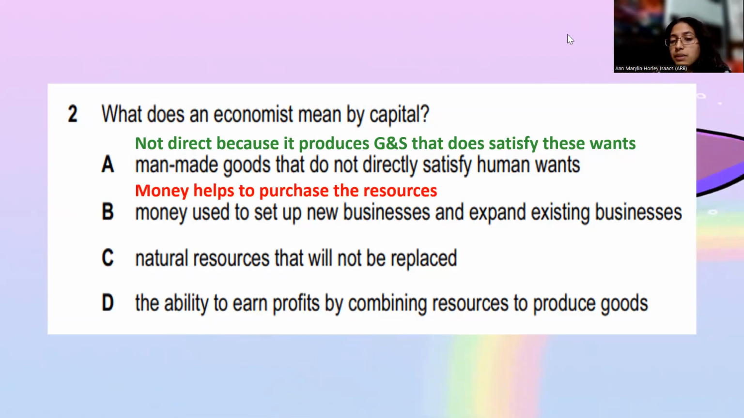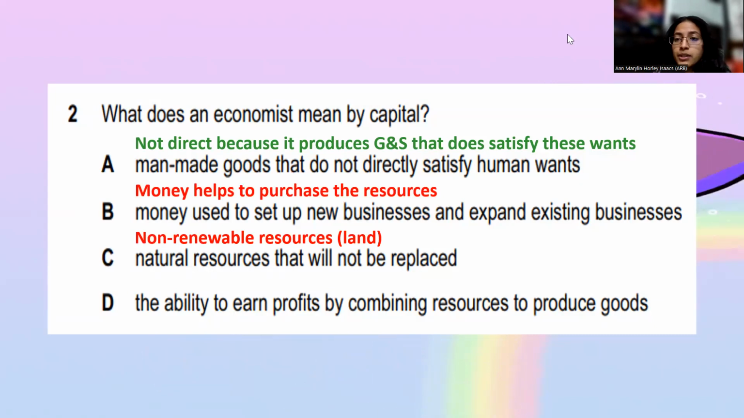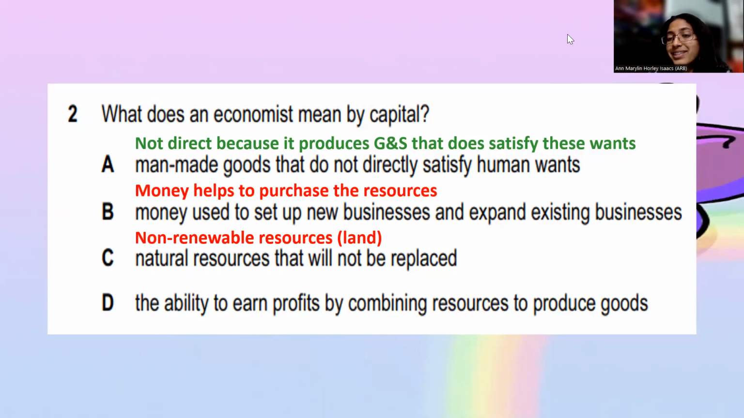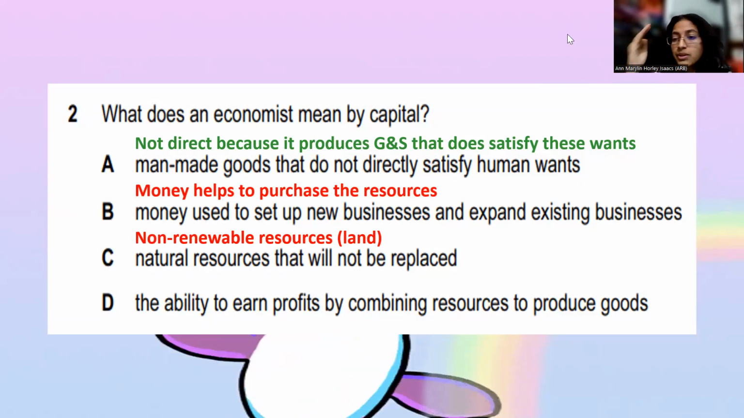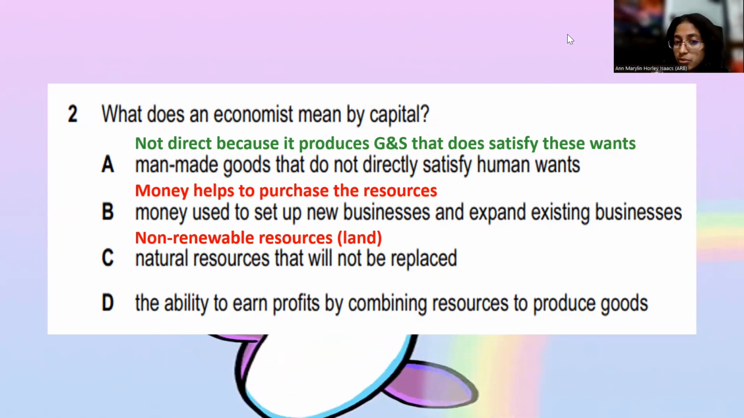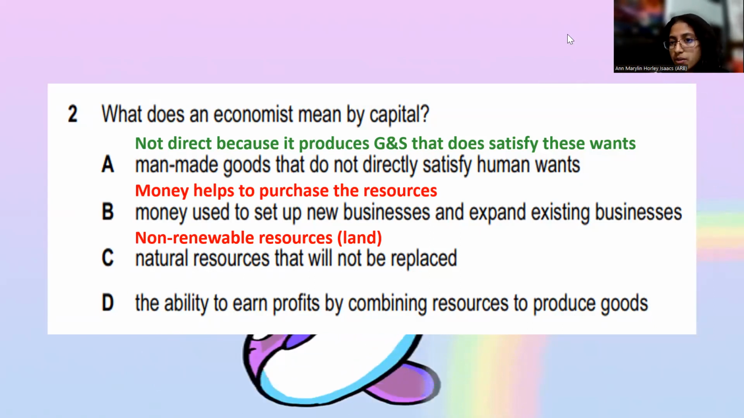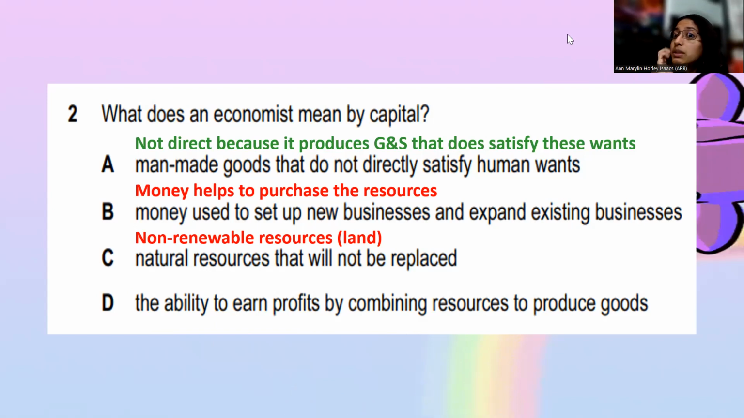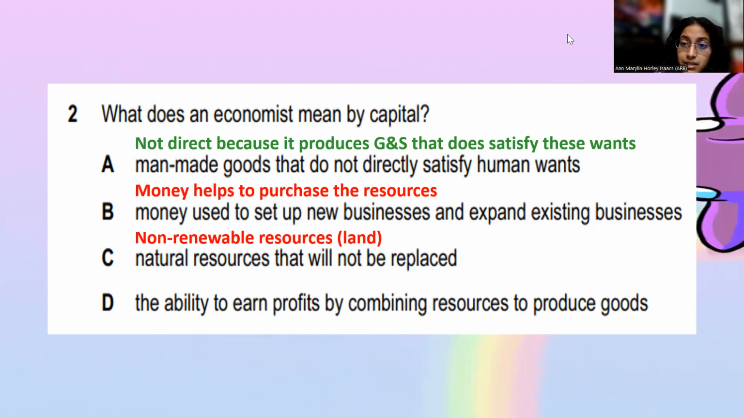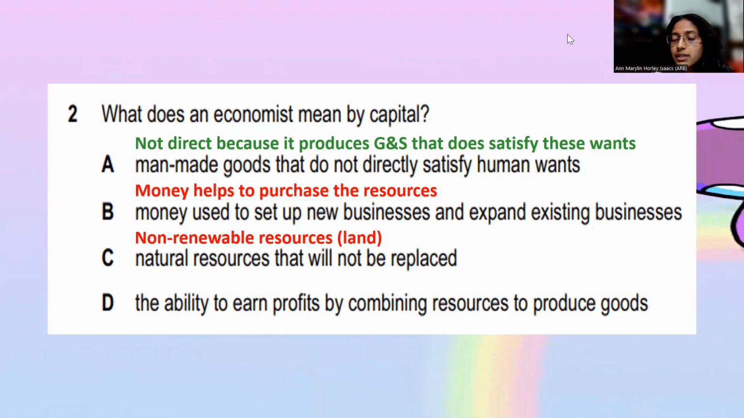Natural resources that will not be replaced. Natural refers to land. If you recall, land does not refer to the ground in economics. It refers to anything that's natural. It could be over the ground, on the ground, under the ground, doesn't matter, as long as it is something natural. So that would be land. That will not be replaced, that one refers to non-renewable resources. So it could be things like petroleum, diamonds, things that take years to reproduce. When I say years, it means hundreds of years, thousands of years, fossils, things like that.